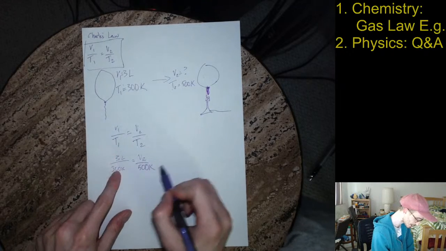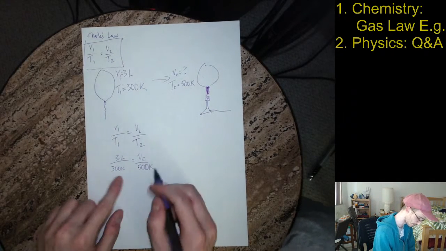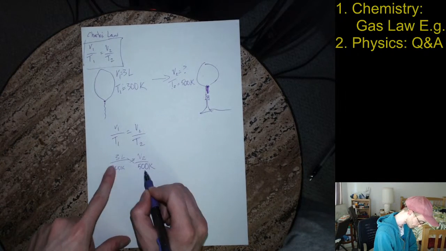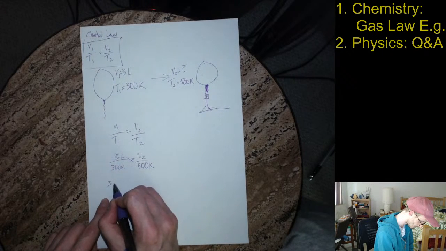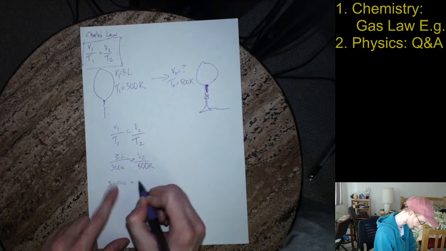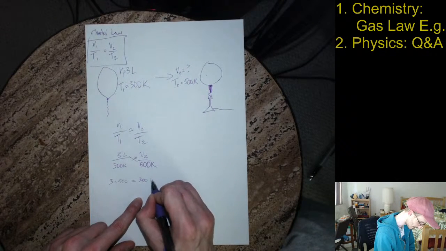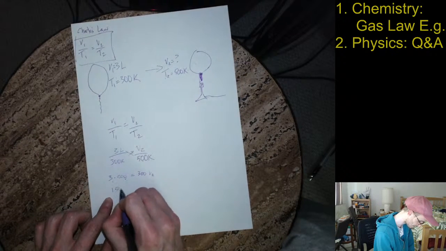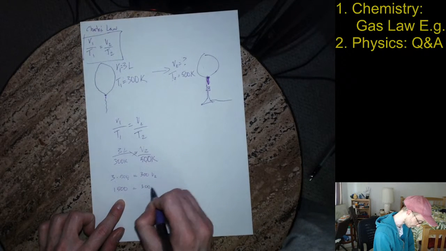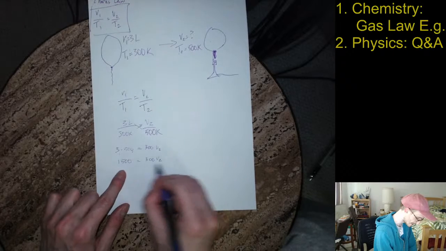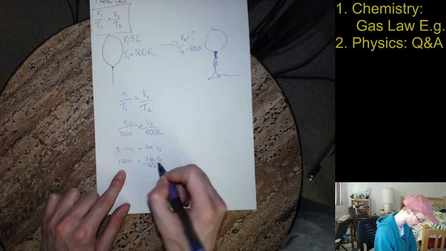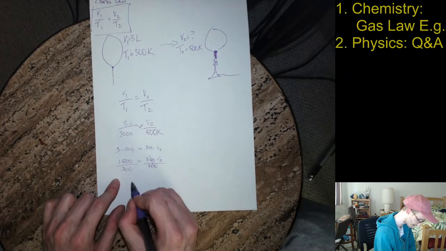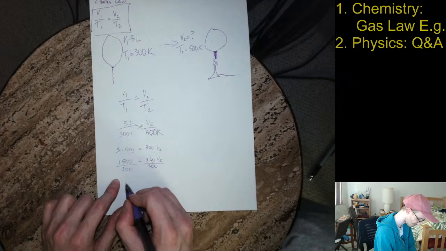So anytime you have fractions like this and a variable on one side, you always want to cross multiply. So you're going to do 3 times 500 and 300 times V. So 3 times 500 equals 300 times V2. So 3 times 500 is 1,500, and this is, of course, 300 V2. And then at the end, to get to the last step, you just got to divide. So 300 goes away, divide by 300, that goes away. This divides into, I believe, just 5.